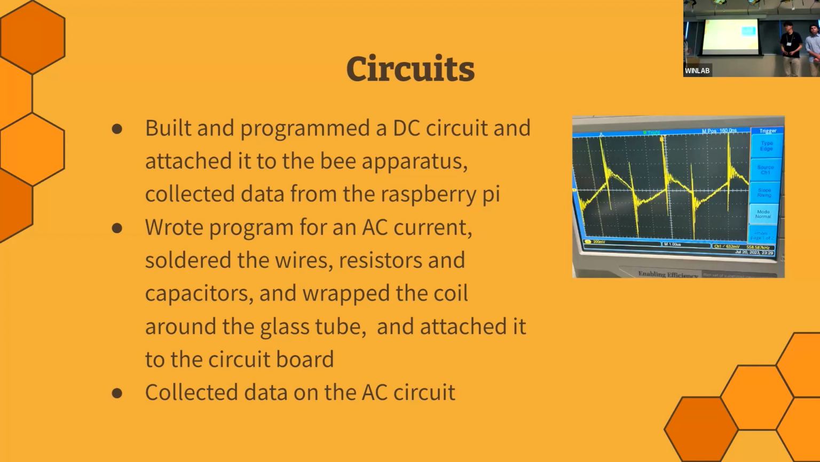Then we wrote a second program for the AC current, which is an alternating current. This is different from the DC current because an AC current starts and stops thousands of times in a second, going on and off a lot, while the DC current doesn't do that. For the AC current, we had to solder wires, resistors, and capacitors. I went into Professor Martin's beehive and wrapped the coil around the glass tubes and attached it to the breadboard on top. We collected data on the AC circuit, and the image over here is the oscilloscope. We tested the AC current using the oscilloscope, which shows whether current is running or not.